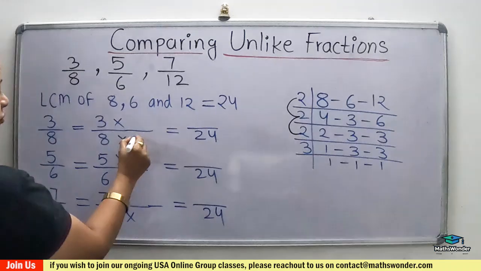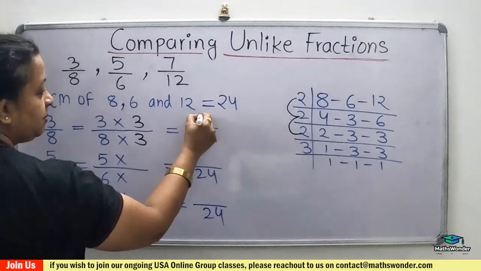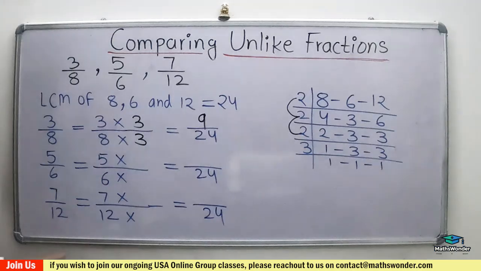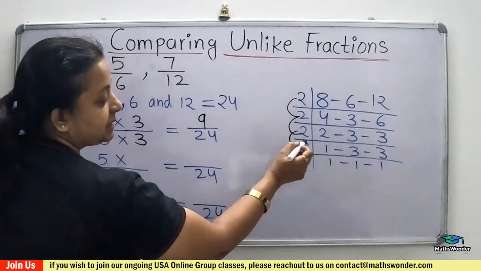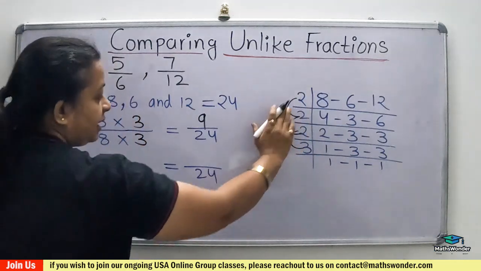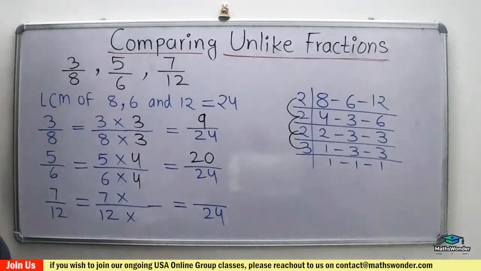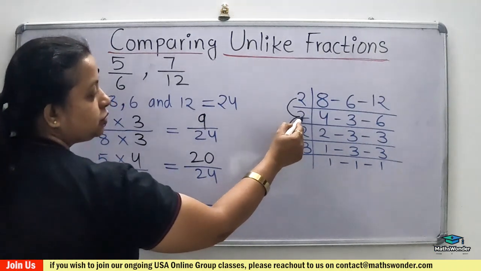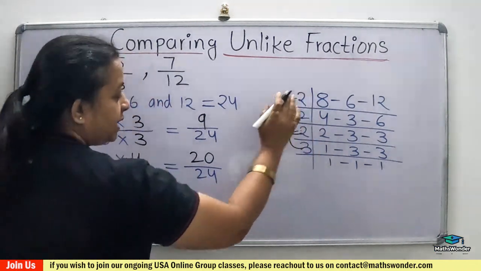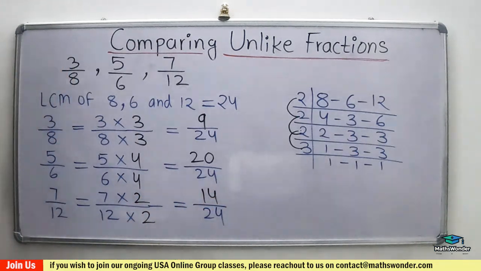What is the remaining number? 3. So you can put 3 in numerator and denominator, and 3 times 3 will be 9, right? 6 times what will give 24? Look at here. 2 times 3 will be 6. You just hide the 6. The remaining number you will multiply here. 4 is the remaining number. Same, 12 is here. So 3 times 2 times 2 is 12. You will hide it. The remaining number is 2. You just multiply it. So 7 times 2 is 14.